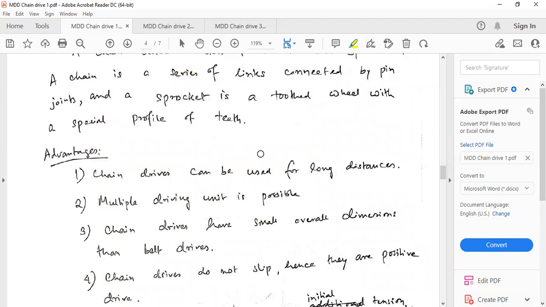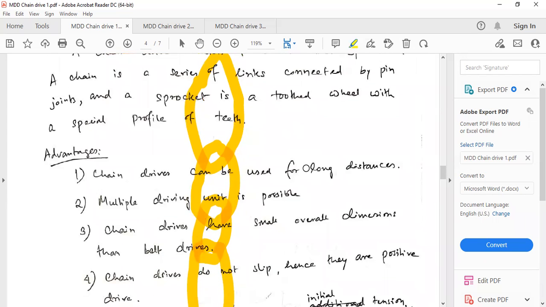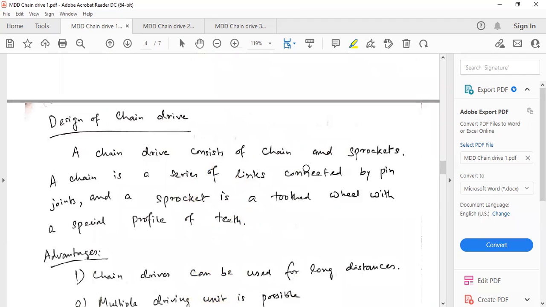If we have something like this, this is also a chain. You have seen that this is for tying or for lifting something. This is also a chain, but this is not for driving. That chain we don't use for driving. So here this is a chain drive.